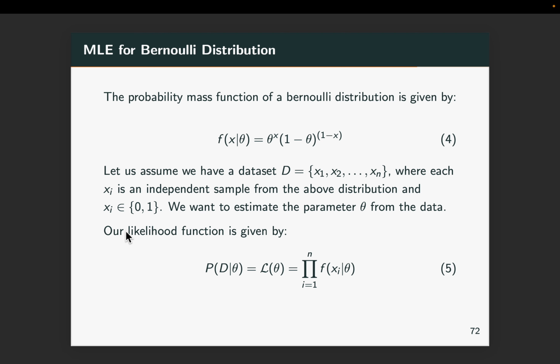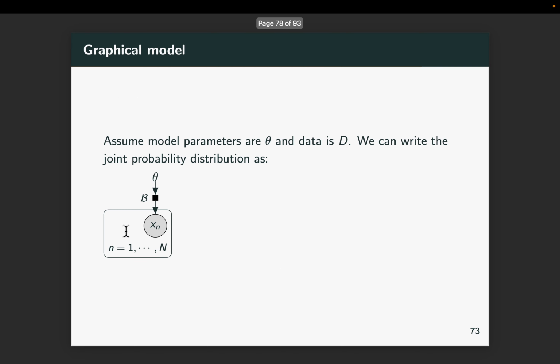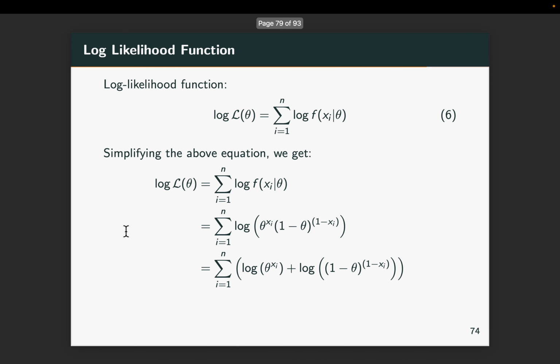We're trying to obtain the maximum likelihood estimate for this parameter. Again, given a data set x1 through xn, we can find out the density, the likelihood function, which is a product of the individual PMFs, and we can also view this as a graphical model where we start from theta and get xn, and we can find out the log likelihood function.